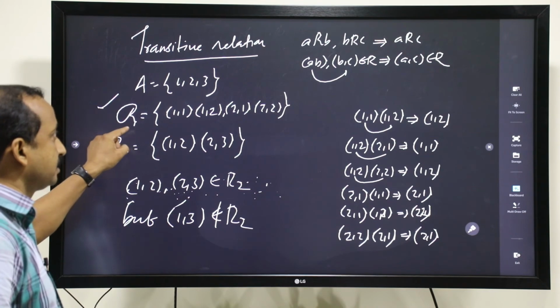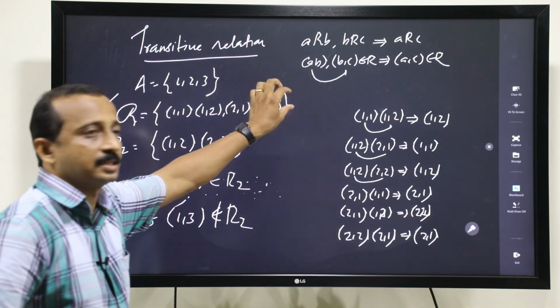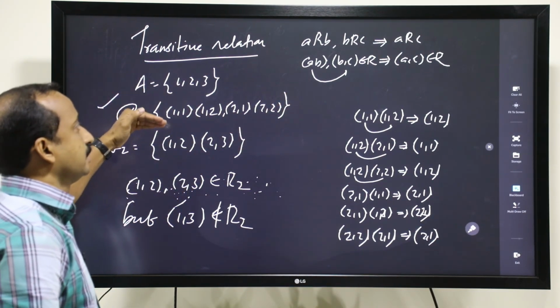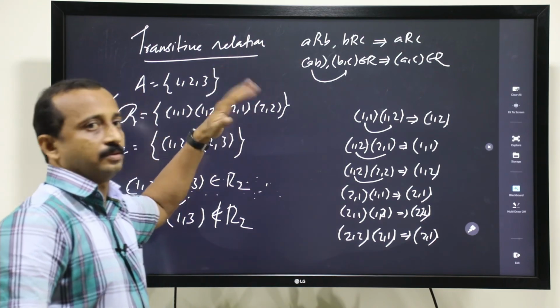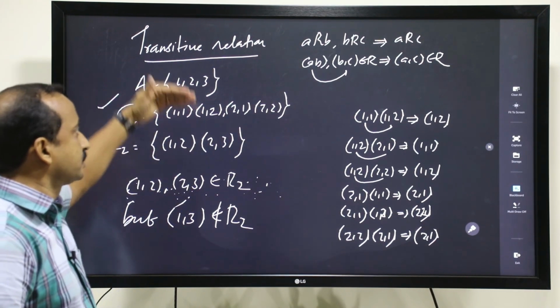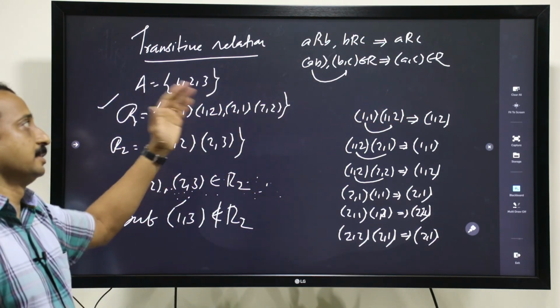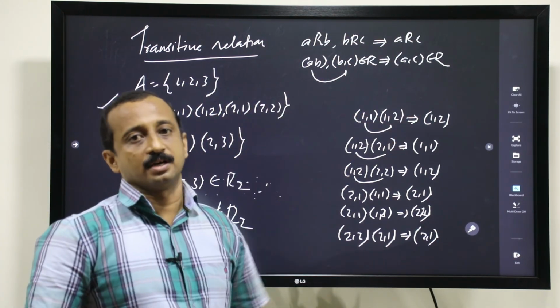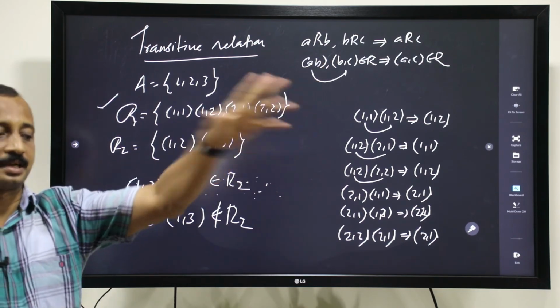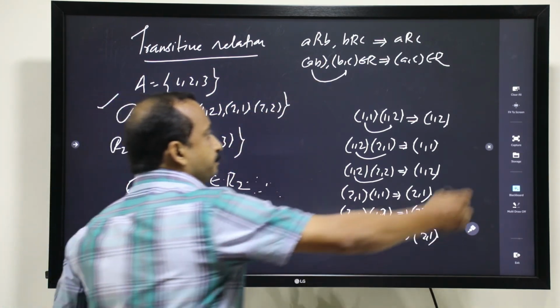Here all the elements of R1 satisfy the condition of transitivity. That means generally we write the definition: (a,b) and (b,c) elements of R1 implies (a,c) is an element of R1, and therefore R1 is transitive. Okay.